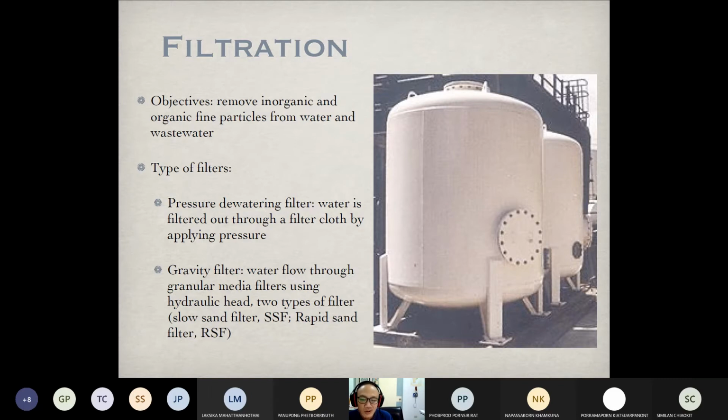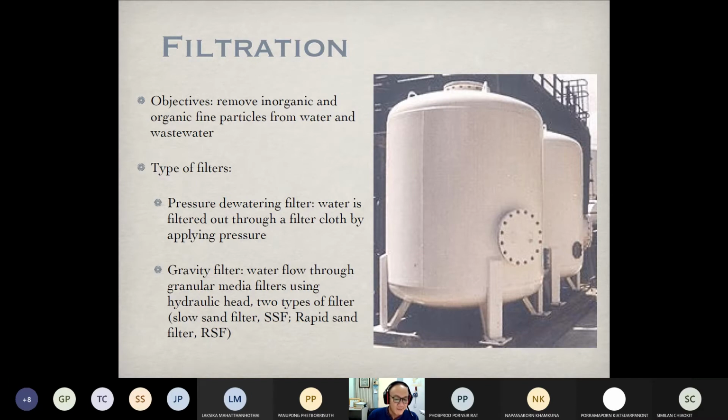Pressure dewatering filters, where we just apply pressure to the filters. But the one which is widely used in the water treatment plant is the gravity filter. A gravity filter is nothing but just letting the water flow to the surface of the media, and the water will seep through the porosities of the media. There are two types of gravity filter used at the water treatment plant. We classify them based on the filtration rate.